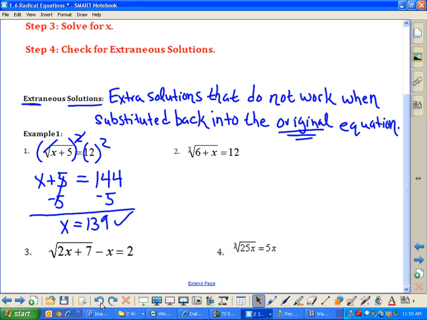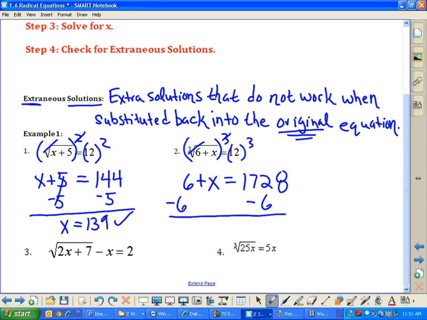Step 2, I want to eliminate a cube root, which just means I'm cubing both sides. And a little help, I don't have my calculator out. I need to take 12 to the 3rd power. 1,728. Thank you very much. So I eliminated the radical, and now it's easy to get that x by itself. I would just subtract 6 from both sides. And we get 1722.